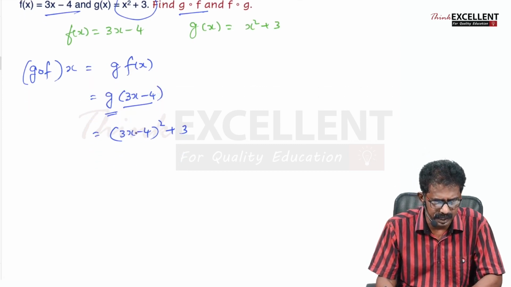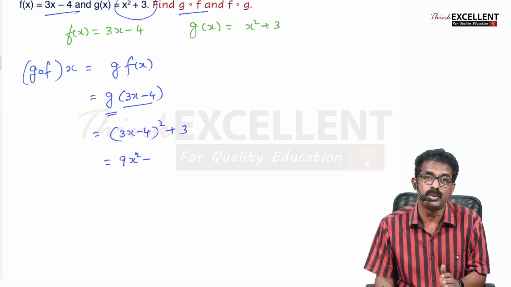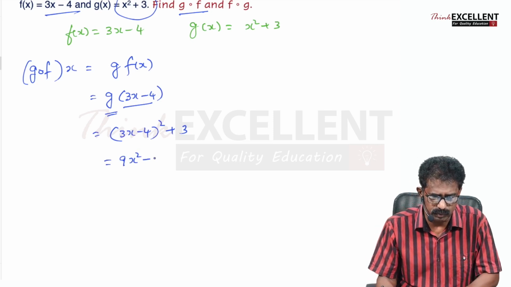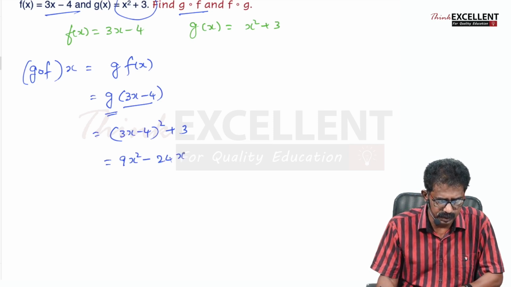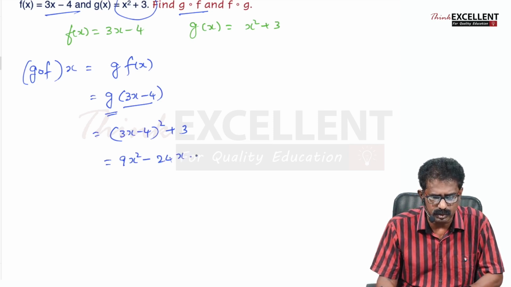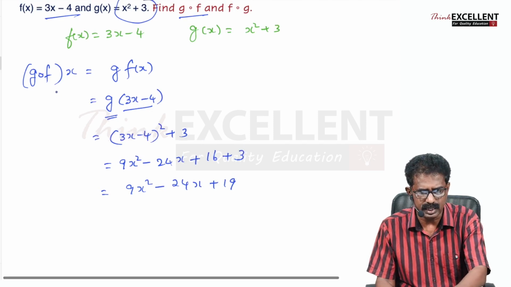So now (a minus b) the whole square. You can expand it. It is a square, what is that? 9x square, minus 2ab, 2 into 3 into 4. 2 3s are 6, 4s are 24, right? 24x plus b square. What is b square value? 4 square, it is 16. Then finally that 3. So your answer is 9x square minus 24x plus 19. So this is the value of G composition F.